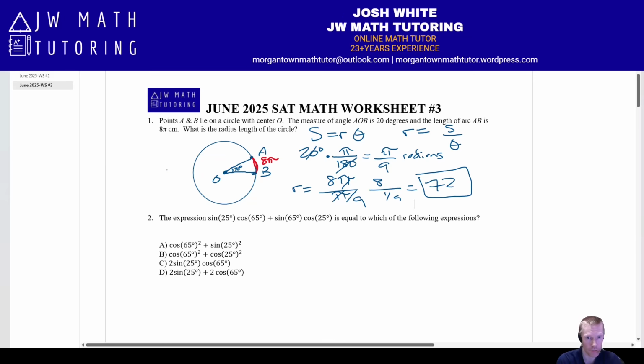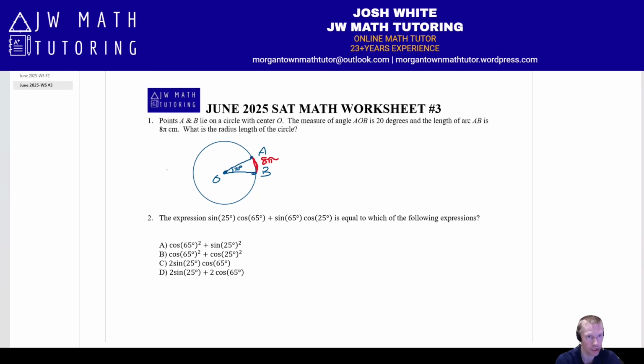Now, here's an alternate approach you could take if you are either not familiar with that equation or you don't want to bother converting the angle measure to radians. Basically, what you could do is just set up a proportion. And we could say, okay, 8 pi is the arc length that corresponds to a 20-degree angle. Okay, so what's going to be the arc length that corresponds to the entire circle, or in other words, 360 degrees? So you could go ahead and solve this, just cross multiply. You should get 20x equals 2880. x is going to equal 144 pi.